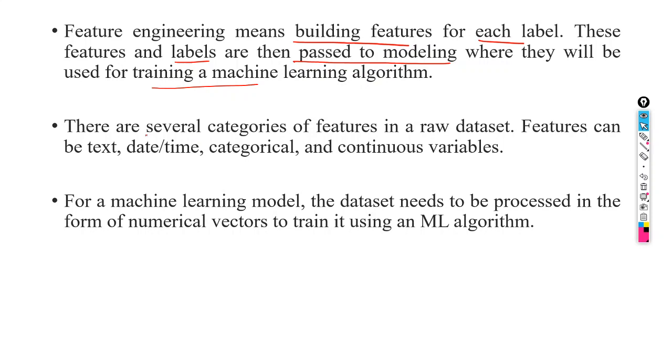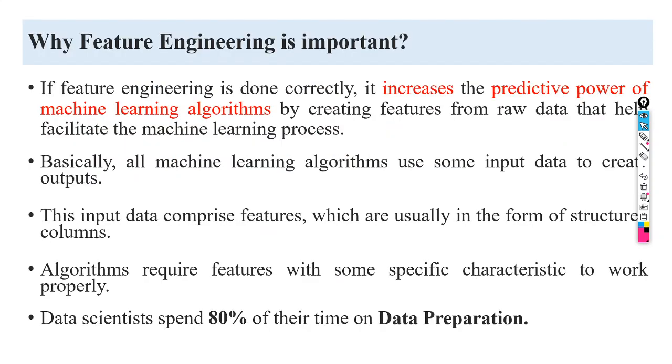There are several categories of features. What are the several categories in the raw data set? Features can be text, date and time, and categorical and continuous variables. For a machine learning model, the data sets need to be processed in the form of numerical vectors to train the model. Machine learning can understand only numerical data. It can't understand categorical data. That's why we have to do some pre-processing techniques and convert the categorical into numerical data.